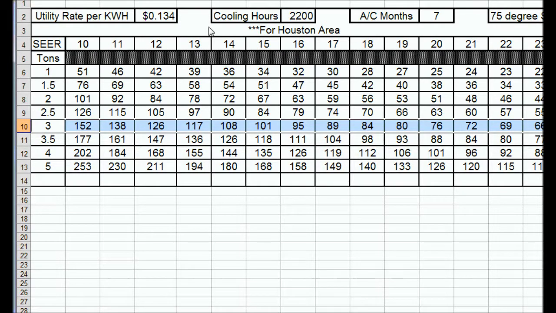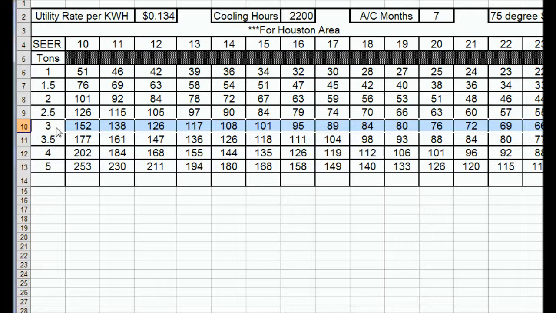Now, one thing to note is that if you're in a northern climate, this is geared for the Houston area, the Katy, Cypress, Texas area. And it's geared toward a 95-degree outdoor ambient and 75-degree indoor. So if you're outside that area, it's probably not going to match up very well.